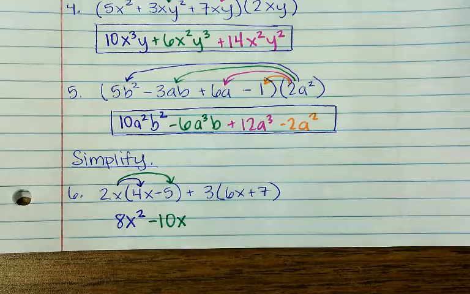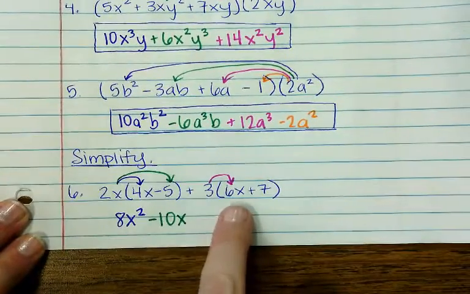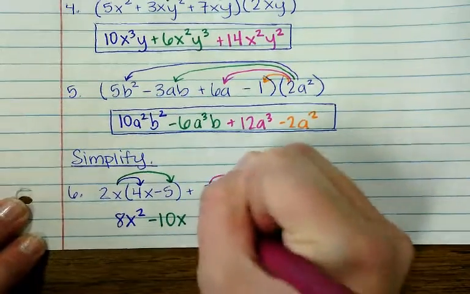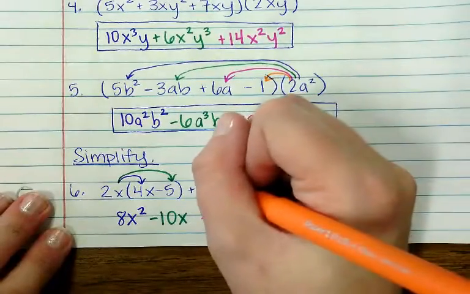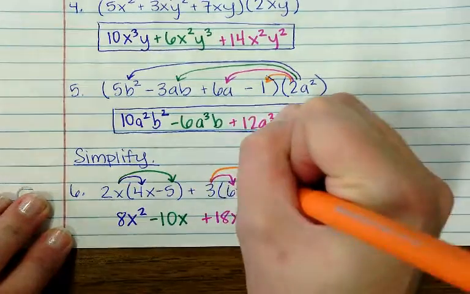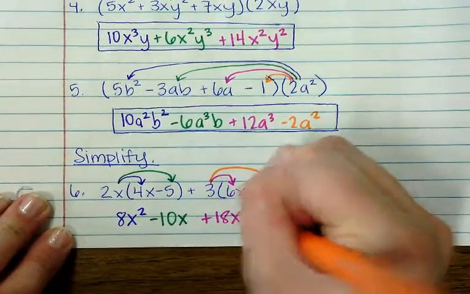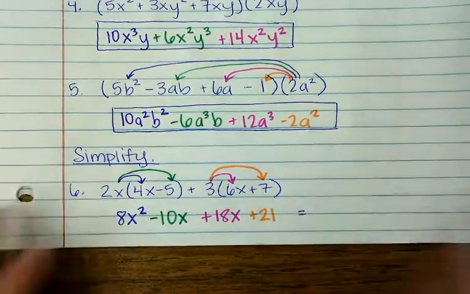And then we're going to move on to the next set here. 3 times 6x is plus 18x. And last, but certainly not least, 3 times 7 is plus 21. Do you guys feel good about that? So that is what we have done here. We got all these lovely positives, but we are not simplified completely.